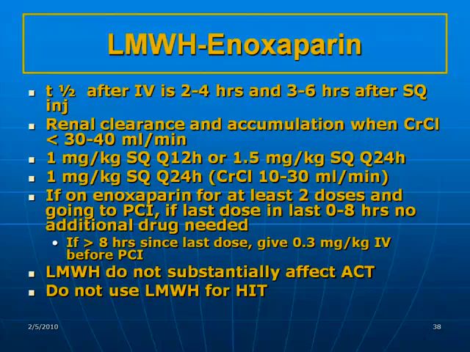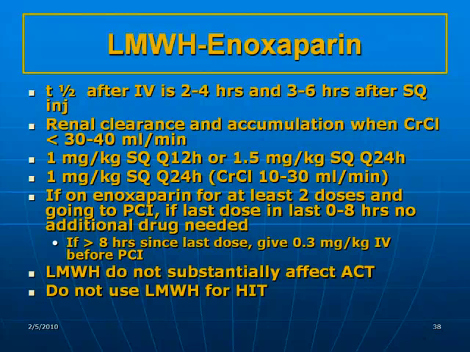Enoxaparin is cleared renally, and so when your creatinine clearance is below 30 to 40, then you need to make a dose adjustment. The approved dose for acute coronary syndrome is 1 milligram per kilogram sub-Q every 12 hours, or a 1.5 milligram per kilogram dose once a day. The renal dosing recommendation is 1 milligram per kilogram once a day. That's for a creatinine clearance between 10 and 30 mLs per minute.